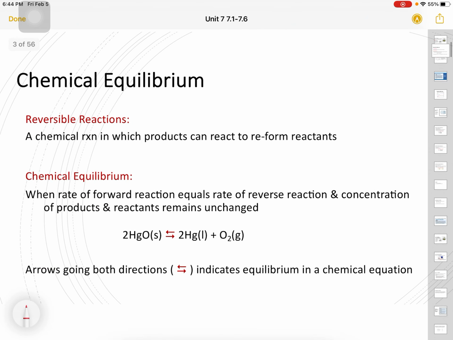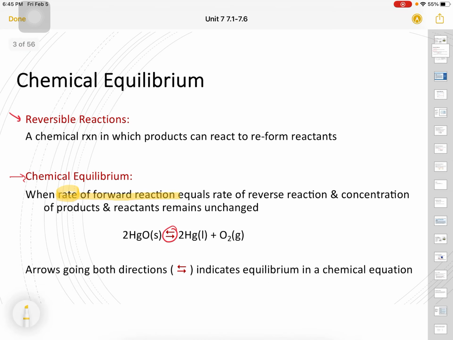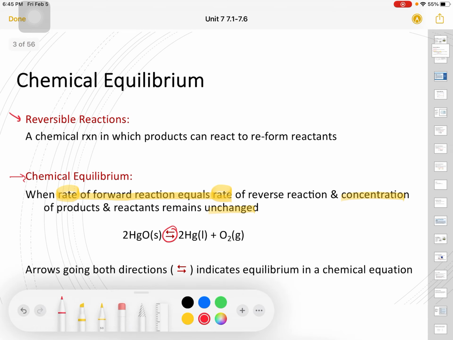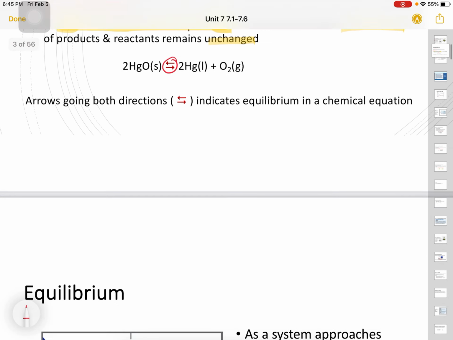So when you're dealing with a chemical equilibrium system, you have a reversible reaction. You have a chemical reaction in which products can react to reform reactants. You're going to have that double arrow system. When you're dealing with an equilibrium system, the rate of the forward reaction, this is so important, equals the rate of the reverse reaction, and the concentrations remain unchanged. The concentrations do not have to be equal to each other at equilibrium. They just have to be maintained at equilibrium. Whenever you see an arrow going in both directions, you know your system's in equilibrium.